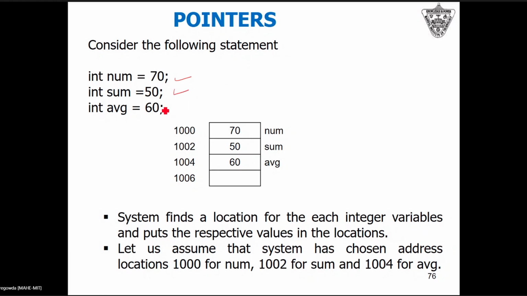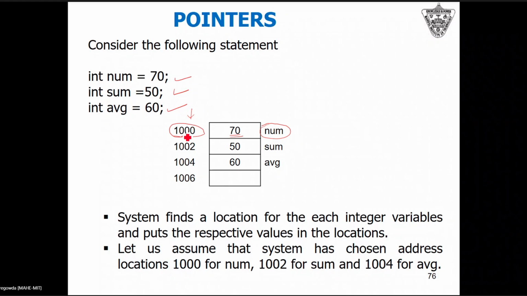int num = 70, sum = 50, average = 60. What exactly happens whenever these statements are encountered? The compiler is going to allocate certain space for these variables. Say for example, the value 70 is stored in memory, and the symbolic name of the memory is nothing but num. This is the alias name for this memory location. The address of that memory location is 1000. I am assuming these values, but allocating the memory locations to the desired variables is the job of the operating system.